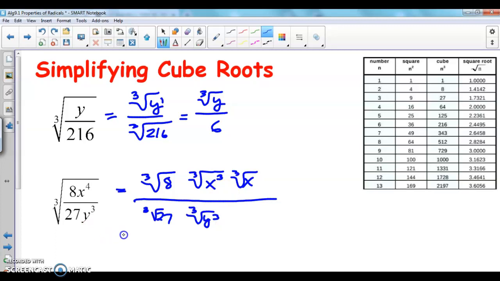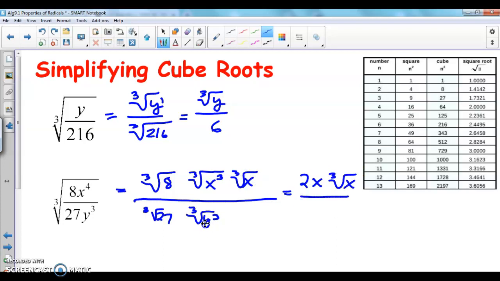So let's write down the answers here. What's the cube root of 8? Cube root of 8 is 2. There you go. So 2. 3 divided by 3 is 1. So this will just become x to the first power, so x. But this one, 1 divided by 3 is not exact. So we're just going to copy it as it is.